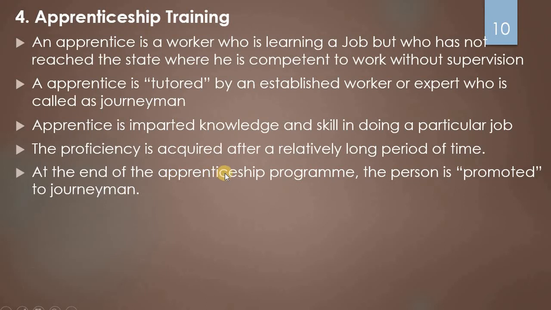At the end of the apprenticeship program, the person is promoted to journeyman. So the journeyman teaches a new apprentice to become a journeyman, so that he can also become a master like a journeyman. That is the objective of this apprenticeship training program. The apprentice has to become a journeyman.